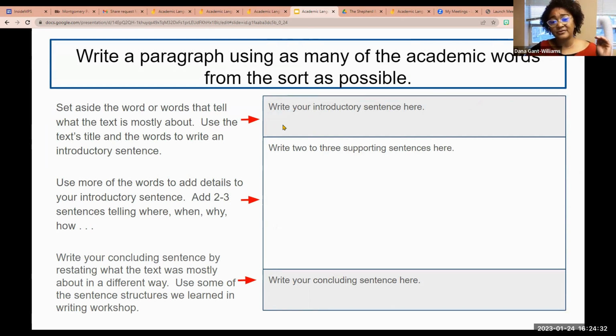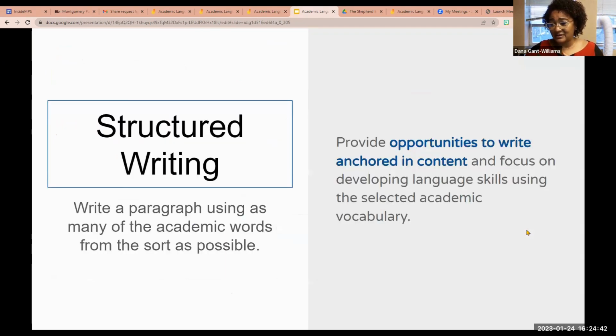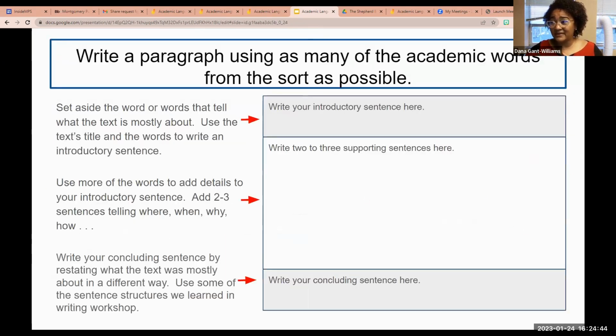You're going to show them how to take their introductory sentence, go back in the areas where they highlighted evidence, create some sentences to support that claim, and they're going to write those sentences, and then they're going to write a concluding sentence. So they're only writing one paragraph that relates to the story that they just read. Any questions?